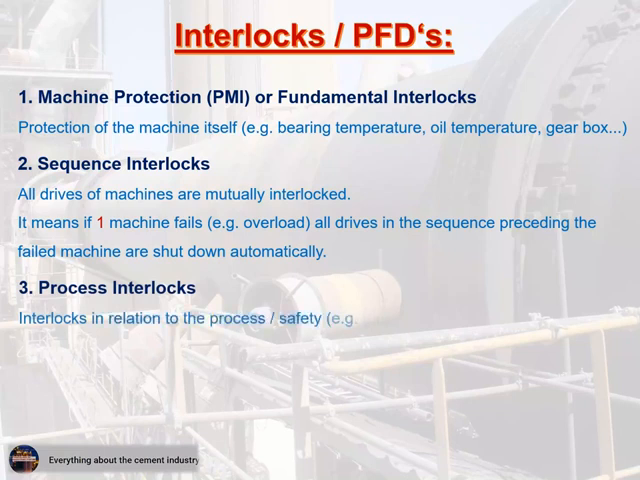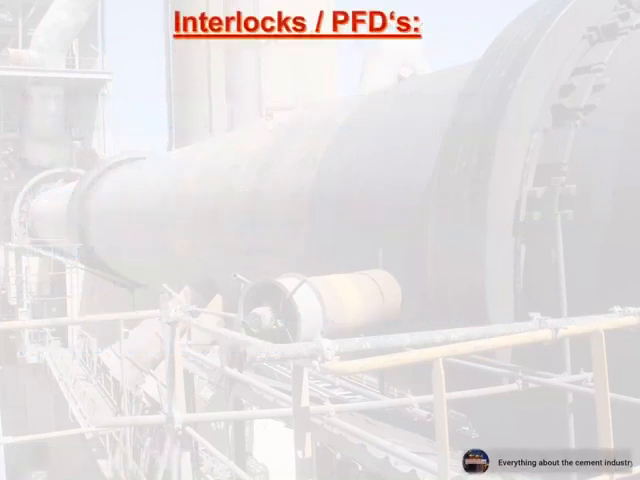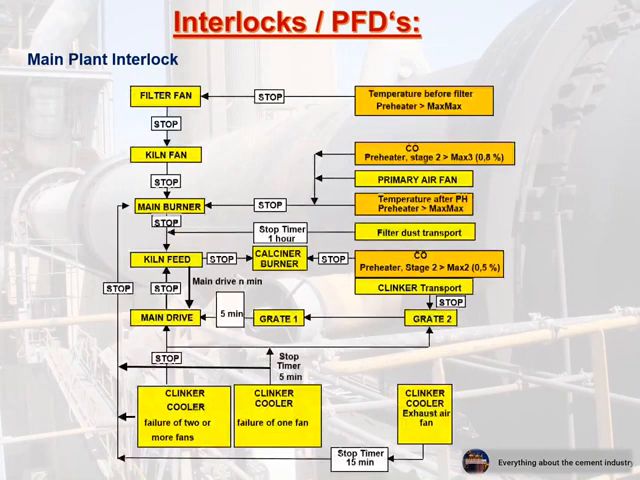3. Process interlocks. Interlocks in relation to the process and safety, for example, gas analyses kiln, preheater, coal mill analyses, CO, cement mill outlet temperature. Main plant interlock. An interlock diagram of a rotary kiln in the cement industry can be seen in this diagram.